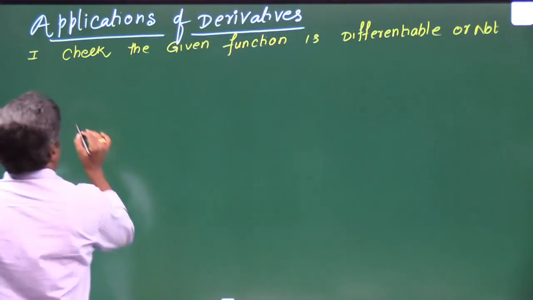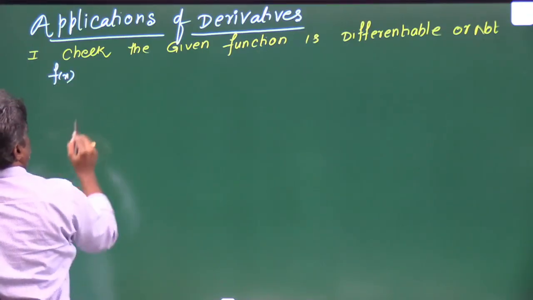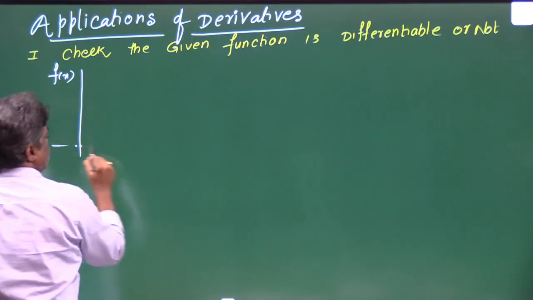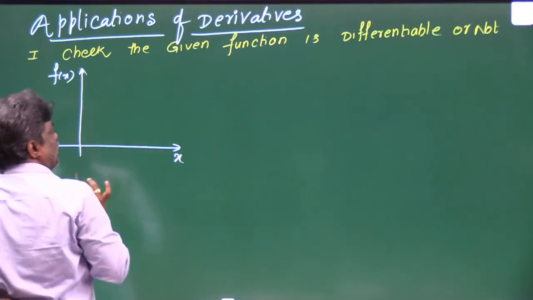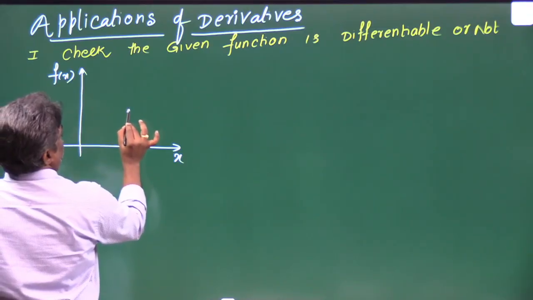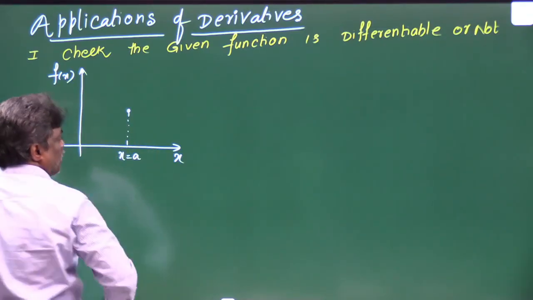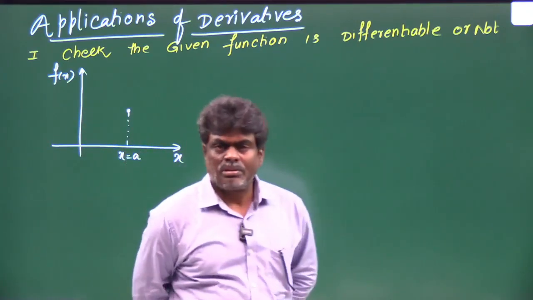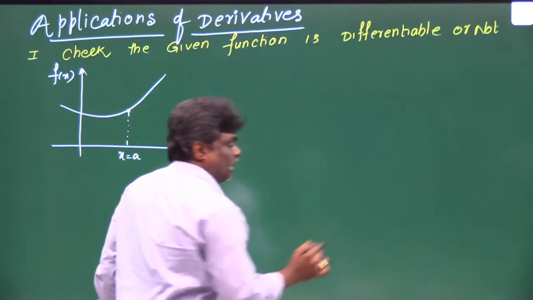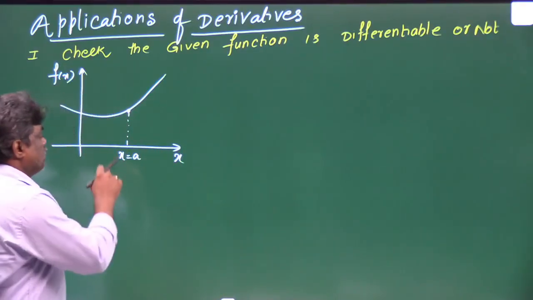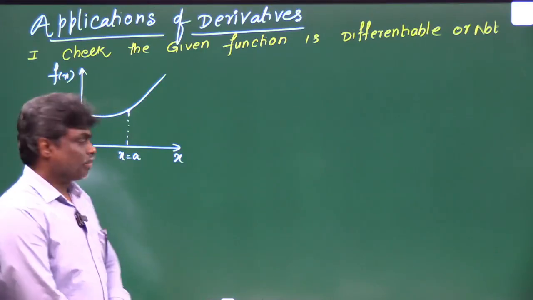Let us suppose they have given some function f of x. I am taking some graph like this, the graph corresponding to f of x. Let us suppose here we have a point, let us say x is equal to a. Now I would like to check at this x is equal to a whether the function is differentiable or not. So what to do?